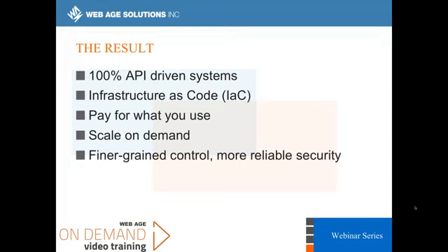So we can create this really fine-grained control, and because these are API calls, I can monitor every time the API call is made and log that. So I instantly have finer-grained control and auditability.